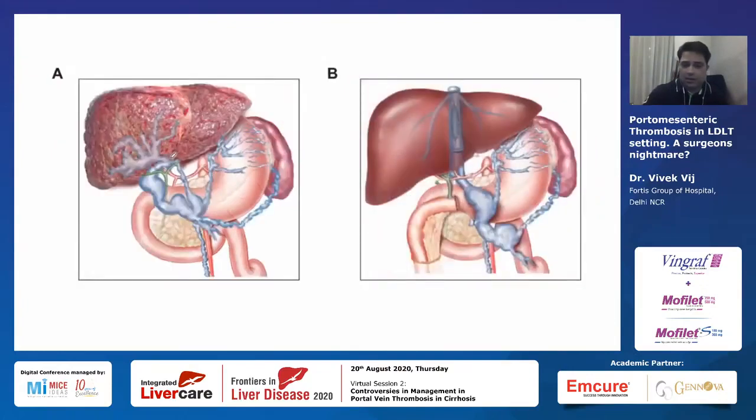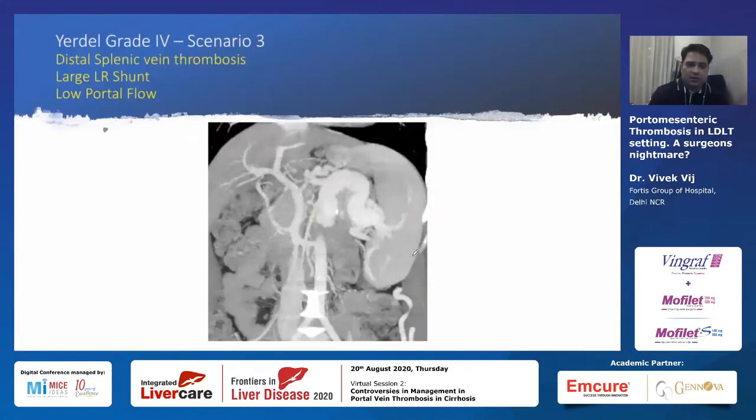Then again, these are collaterals, which I showed. This is a porta hepatis collateral to new portal vein anastomosis, which works very well in patients. Scenario three, this was a very interesting case where we had a distal splenic vein thrombosis. SMV was there, but SMV flow was not really good. It was a small atretic SMV leading to a small atretic portal vein.